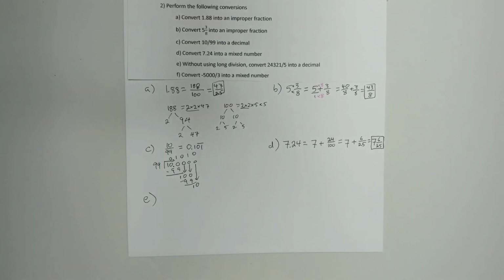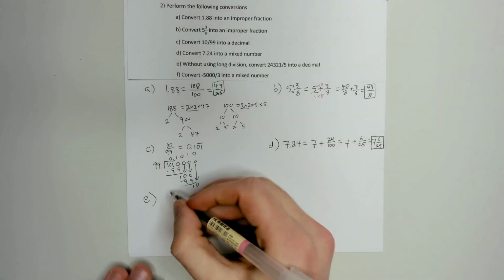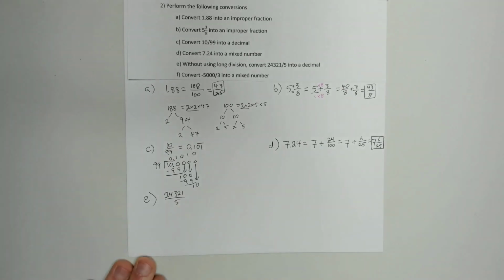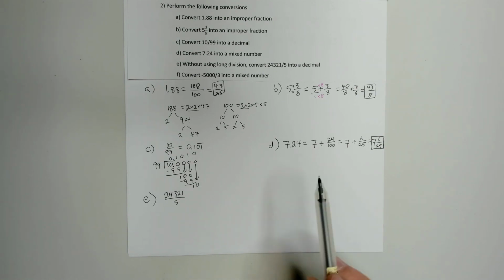Let's look at part E. Without using long division, convert 24,321 over 5 into a decimal. Okay, so for this one, we need to recall the cool little mental math trick we did, because we're not allowed to use long division here, so we have to use a different method.